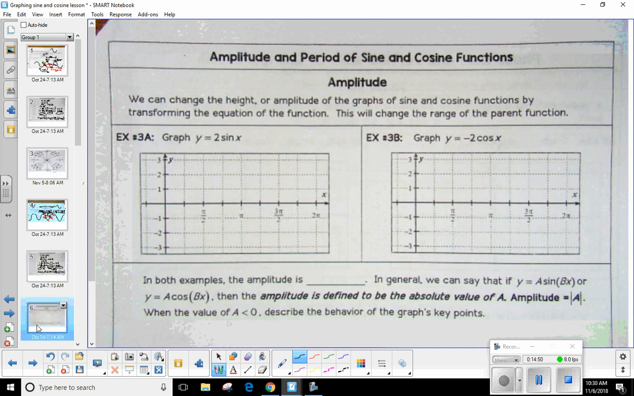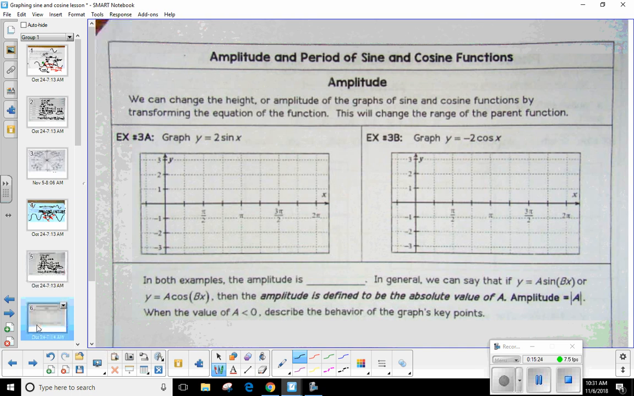Now, anything affecting x directly, anything inside the trig function, is going to be horizontal. Anything outside, not affecting x directly, that's going to be vertical. So what do you think about 2 sine of x? Vertical or horizontal transformation? Definitely vertical. It is not affecting the x. Nothing is happening horizontally. What kind of transformation is that? Is it a reflection, a dilation, or a shift?